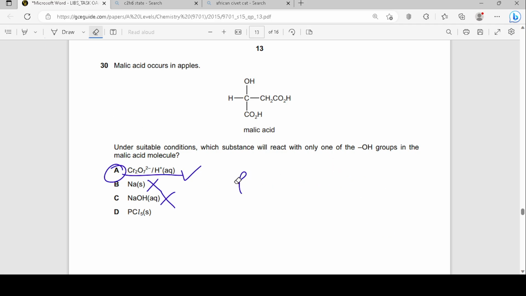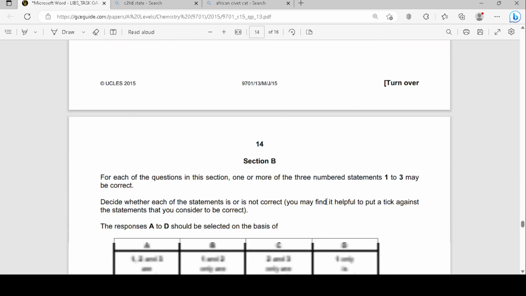We can just clarify because I think I said it wrong before, but yeah, it will react with OH as well as CO2H, right? So that's wrong, and so the answer is going to be A because obviously carboxylic acid cannot be oxidized, but OH can be. The secondary alcohol can be oxidized, right? So yeah, A is the answer.